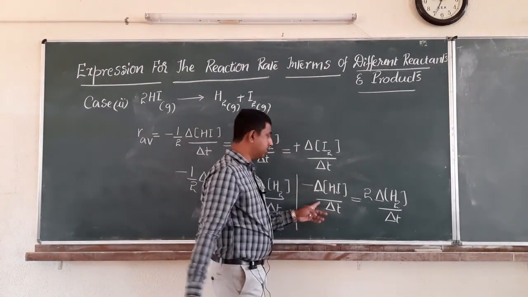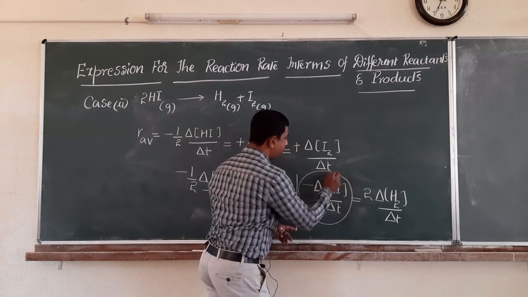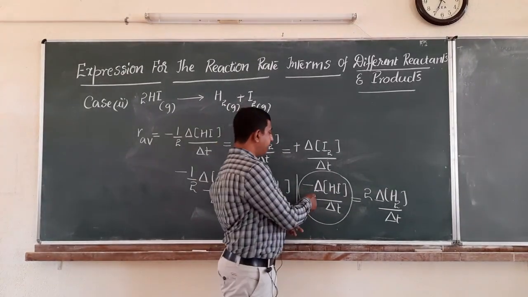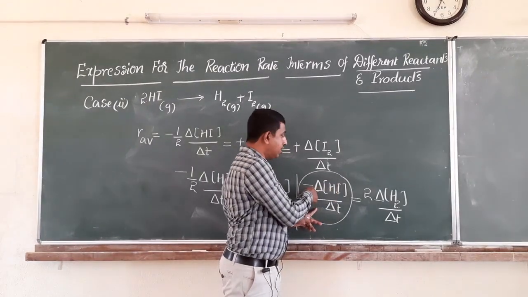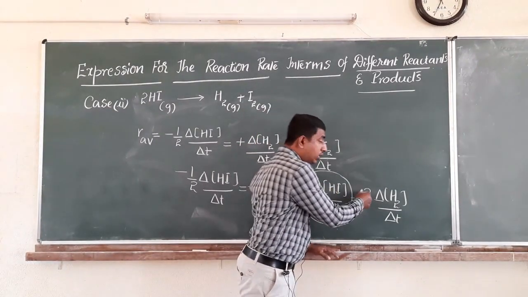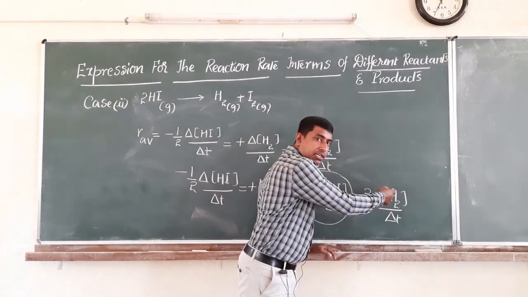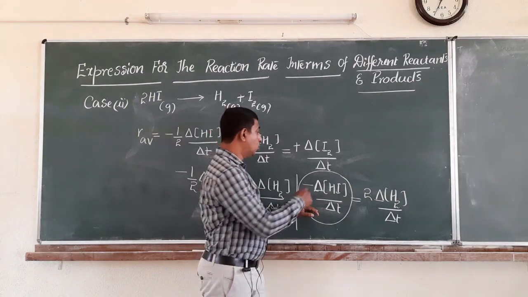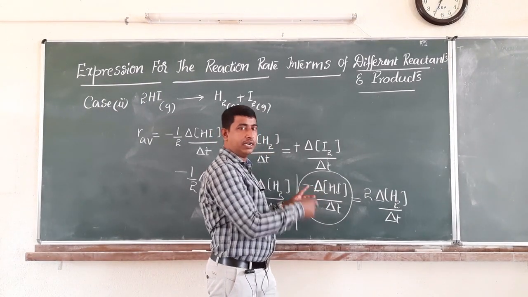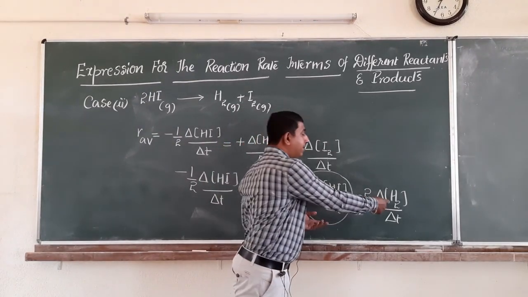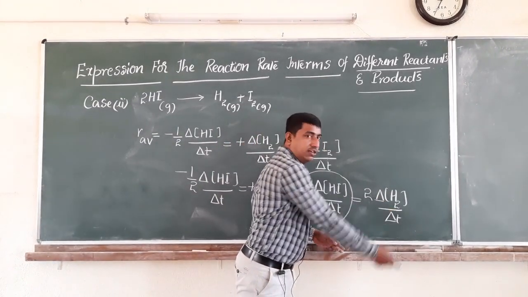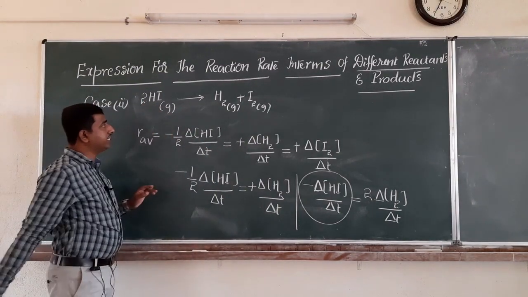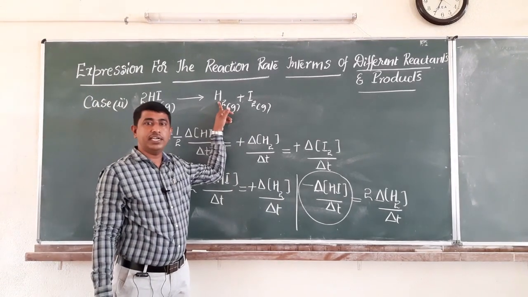So we can explain this. This is the rate of disappearance of hydrogen iodide. Minus means disappearing. So the rate of disappearance of hydrogen iodide is 2 times the rate of appearance of hydrogen. So hydrogen iodide disappears at a rate of 2 compared with the formation of hydrogen. By looking at the equation only we can tell. Here the stoichiometric coefficient is 2, and here the stoichiometric coefficient is 1.